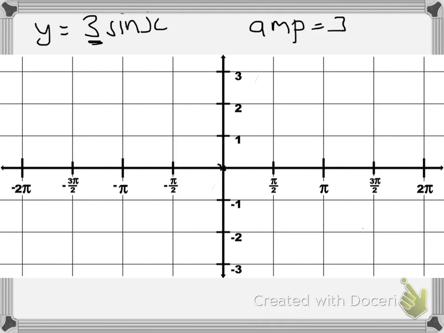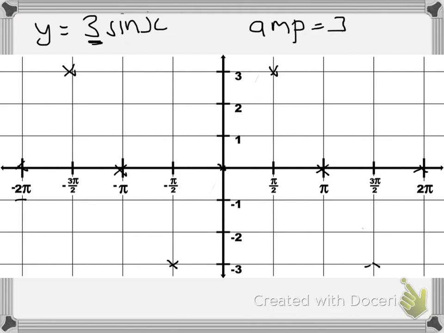We mark in the key points, so it'll max out here at pi on 2, at pi, at 3 pi on 2 and 2 pi. We've got a domain going here between negative 2 pi and 2 pi, so we've got to look at our points on the other side as well. So there'll be a minimum there at negative pi on 2, intercept at negative pi, a maximum up here at negative 3 pi on 2, and back to the axis at negative 2 pi.